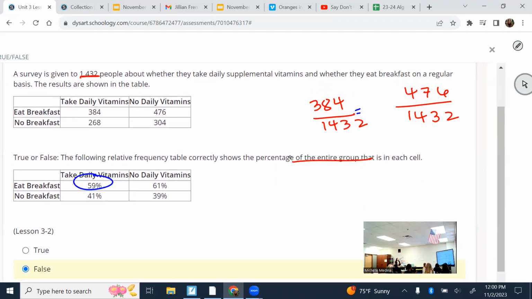That's how you know, because it didn't say of people who eat breakfast, of people who take vitamins. It didn't say anything like that. It said entire group, so all the people. If it didn't tell you how many people were surveyed, that's where you would have to take your totals and then add up your totals to get your grand total. But they told us in the sentence, so that's easy.